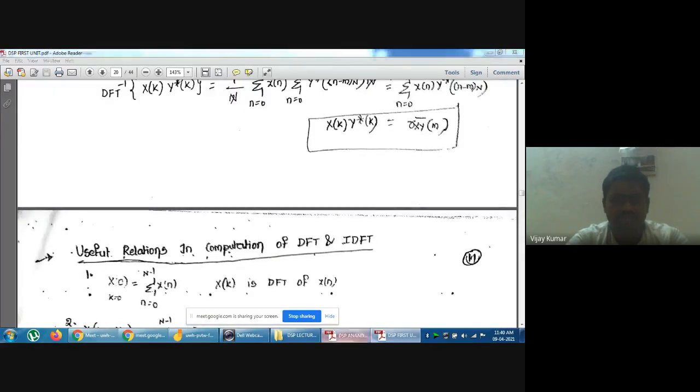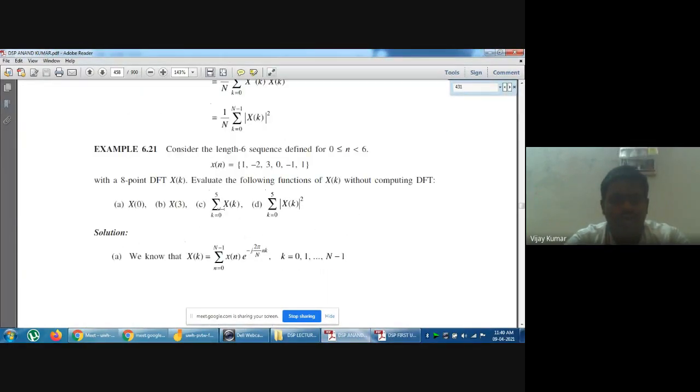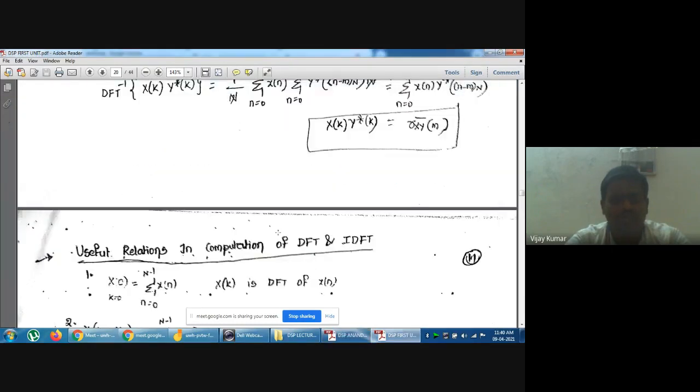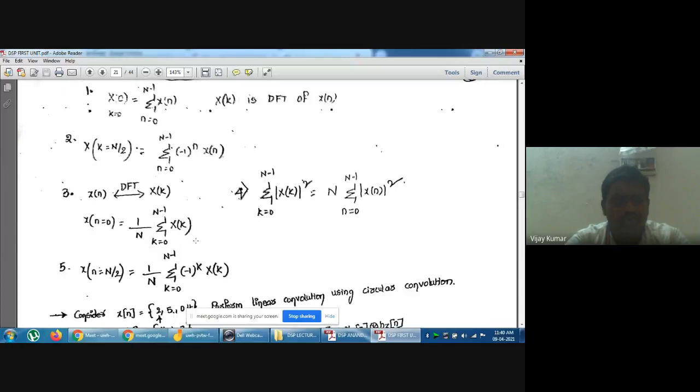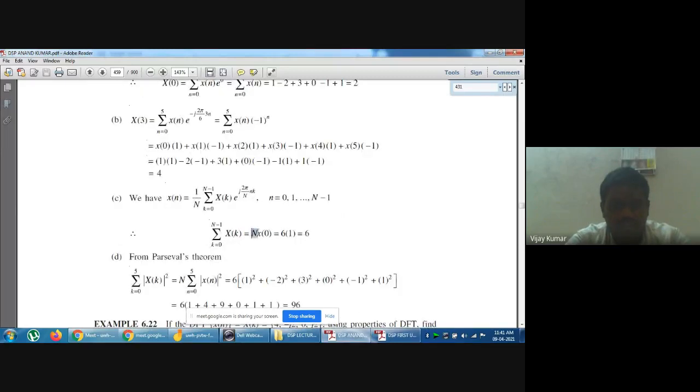Let us see one problem. The same problem I am taking. You are asked to calculate the sum of all values of x of k. Sum of all values of x of k will be equal to what? Just now we have seen the formula: x of n equal to 0 is 1 by n into the sum of all values of x of k. So the sum of all values of x of k will be n into x of 0, that is capital N into x of 0.